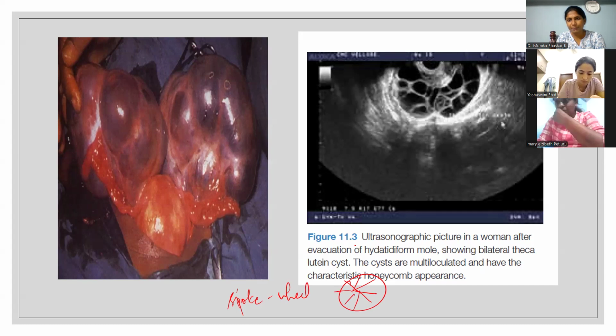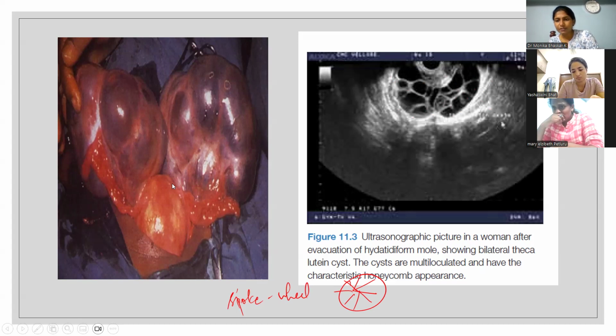So multiple cystic spaces in the placenta, in the ovary, sorry. In the ovary, there are multiple cystic spaces. So these are the theca-lutein cysts. On a gross picture, you can see the uterus here. These are the fallopian tubes, but largely enlarged ovaries with multiple theca lutein cysts.